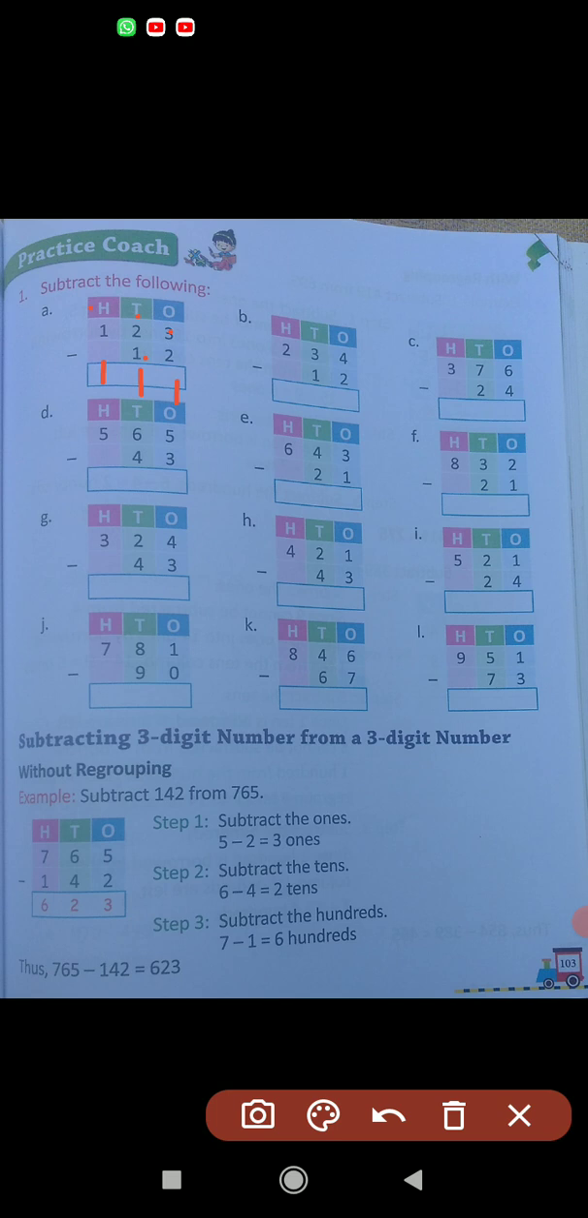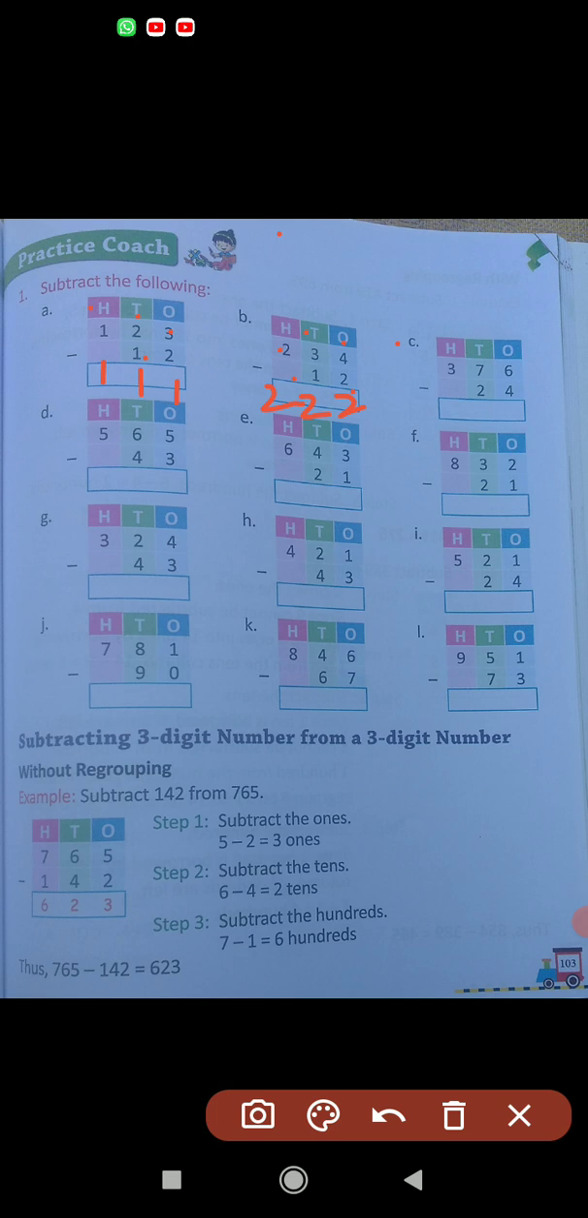Next, B question, 234 minus 12. Okay. And we are solving subtraction of a 2 digit number from a 3 digit number. So 234 minus 12. See, in 1's place 4 minus 2 is equal to 2. Write 2 in 1's place column. Now subtract 10's place column, 3 minus 1 is equal to 2. And this 2 in 100th place will be the same in 100th place column. 222, triple 2, 222. 234 minus 12 is equal to 222.